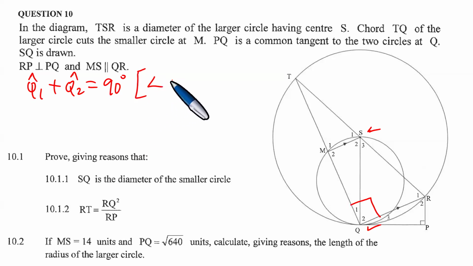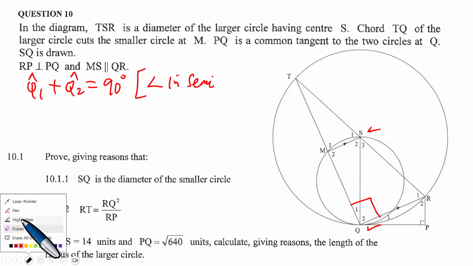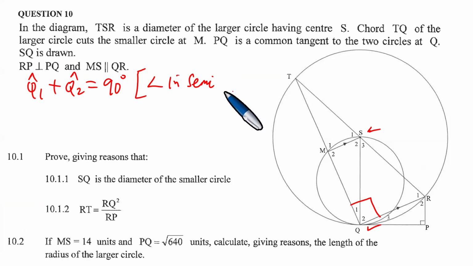And this is an angle in semicircle. Right, the angle Q1 plus Q2 is 90 degrees, angle in semicircle. Because Q1 and Q2 are angles subtended by the diameter. So this is an angle in semicircle, where semi means half. We're dealing with half a circle.